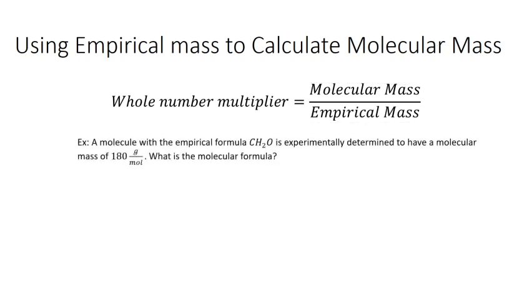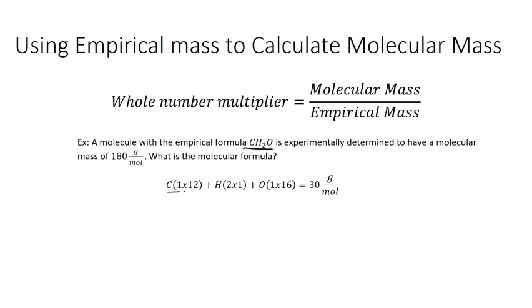So let's take a question here. A molecule with the empirical formula CH2O is experimentally determined to have a molecular mass of 180 grams per mole. So then we ask the question, what is the molecular formula? We know the empirical formula, we know the molecular mass. What's the molecular formula? How do we go about that? We're going to calculate our empirical mass. So we take this formula and break it down.